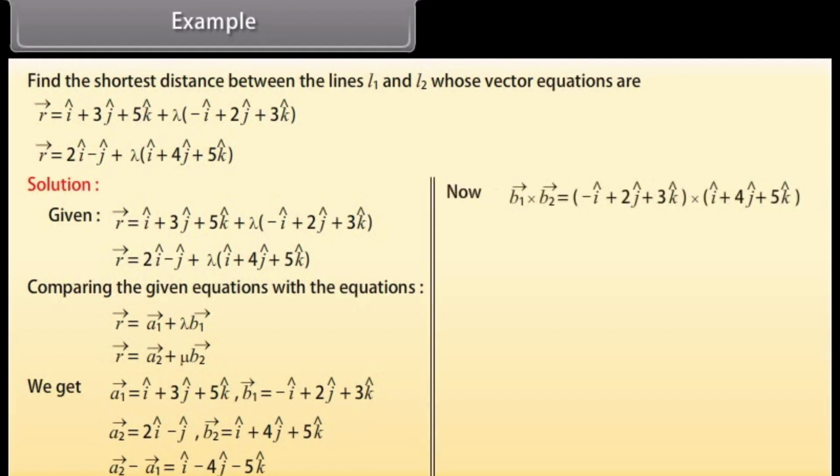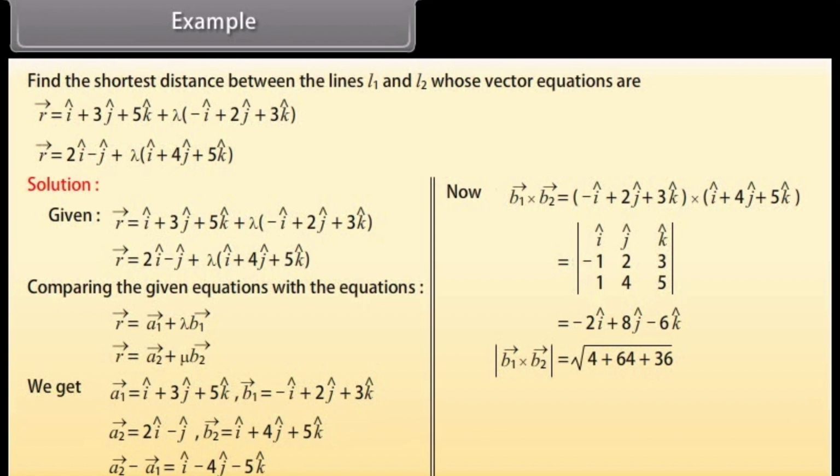Now, the cross product of vector b1 and vector b2 is (minus i plus 2j plus 3k) cross (i plus 4j plus 5k) equals the determinant, row-wise: first row i, j, k; second row minus 1, 2, 3; third row 1, 4, 5, which equals minus 2i plus 8j minus 6k.